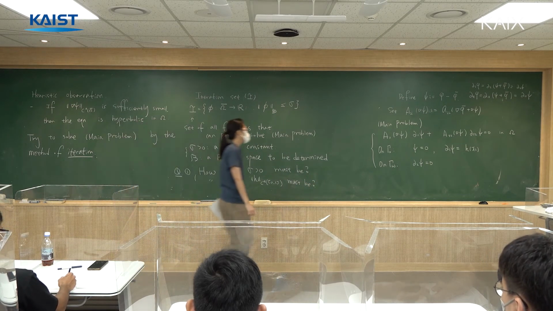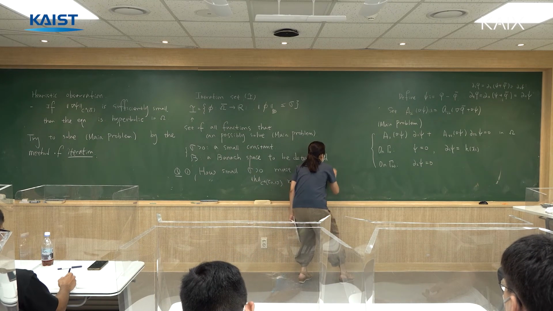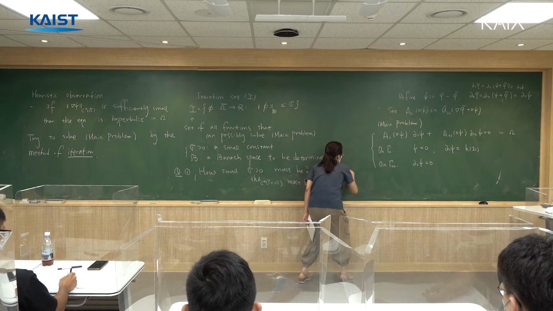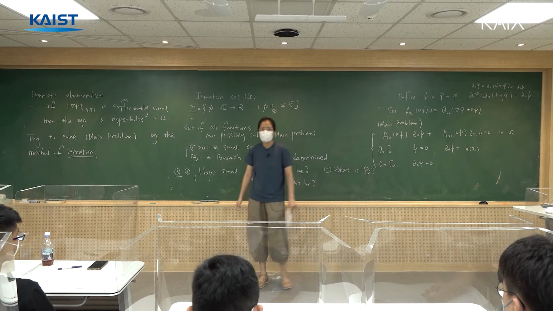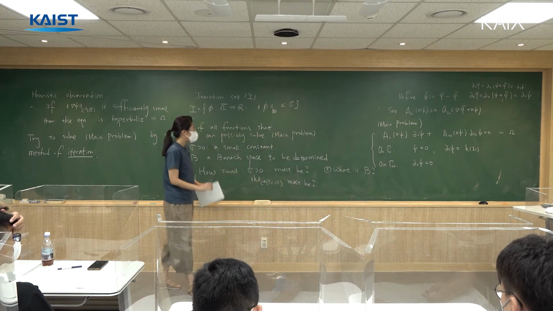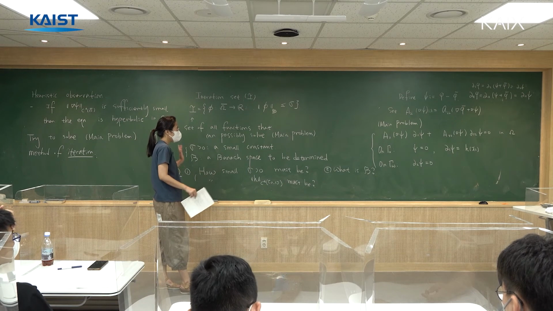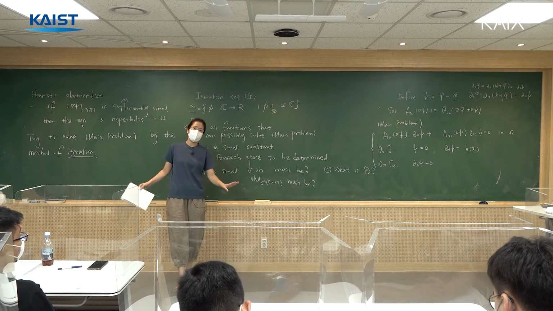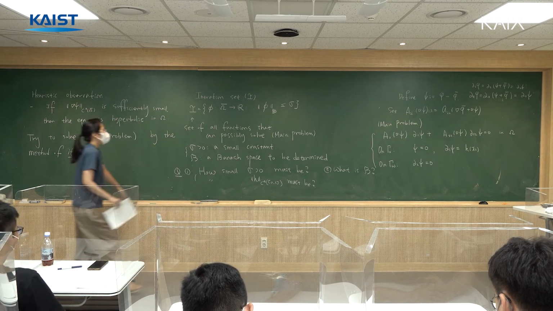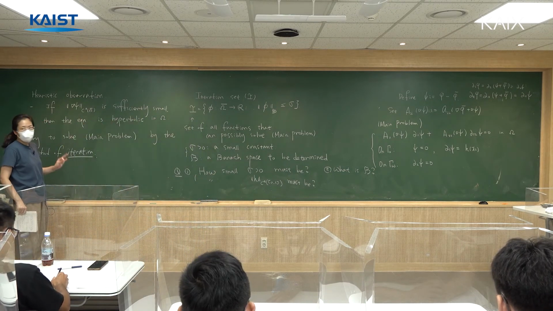Question number 2: what is this Banach space? Okay, that's question number 2. Once we figure that out, then we can start applying the so-called fixed point theorem, and then we are done. Any questions?